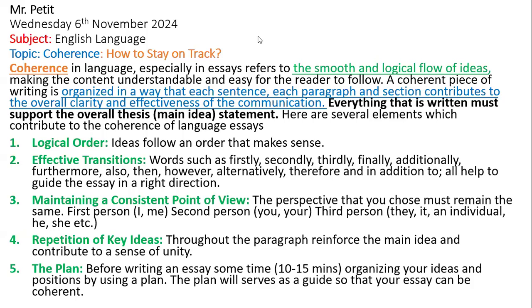Why is it important to repeat your key ideas? To reinforce the main idea. Very good. What is the most important thing that you could do to stay on track? Write a plan. Writing a plan. Very good.